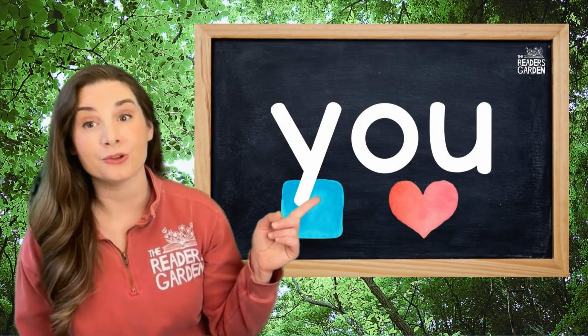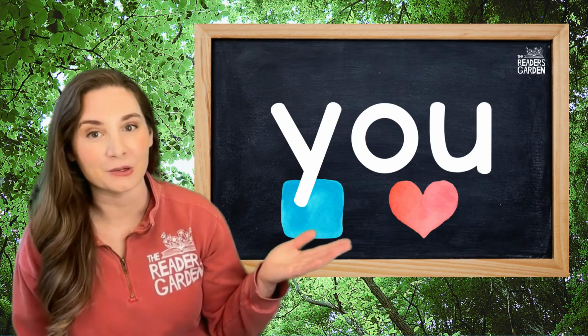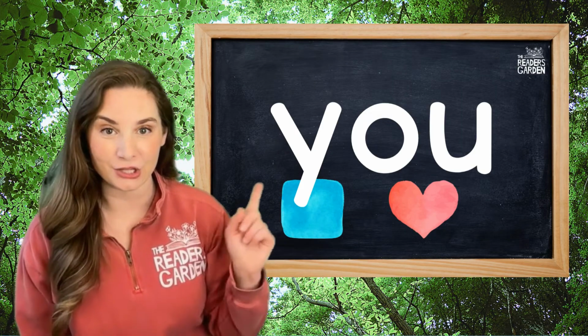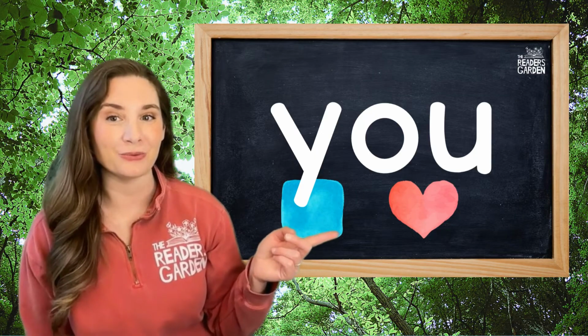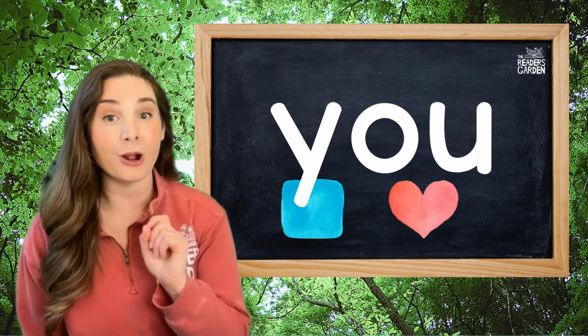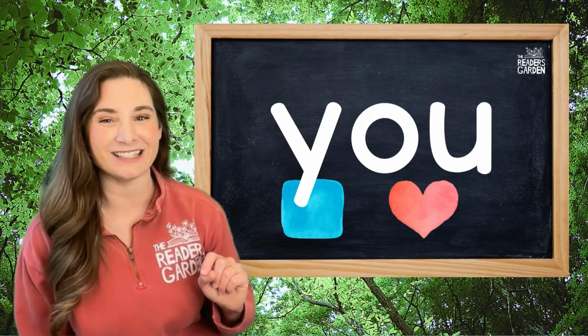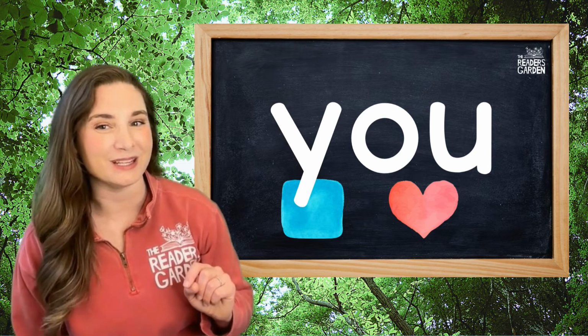The word you. You is our new heart word, and we're going to learn why this is an irregular word. So the word is you. Say it with me, you. Now let's use the word you in a sentence. For example, you are my friend. Now you try using you in a sentence. Remember, you can pause if you need to.